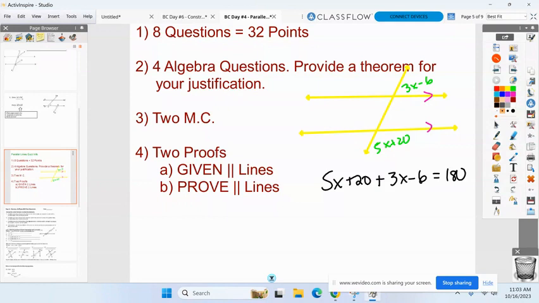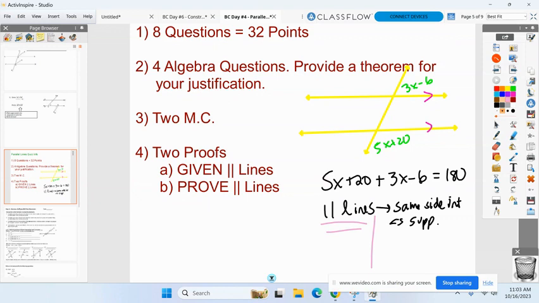Now, what do I mean by a theorem to justify? Well, why did we set them equal to 180? Parallel lines imply same side interior angles supplementary. That's what I'm going to be looking for tomorrow. And yes, you got to have the parallel lines, because if you don't have this, that's not a true statement. Same side interior angles are not supplementary unless I have that. So I do need the parallel lines part in that. So that's what I mean by the algebra questions.